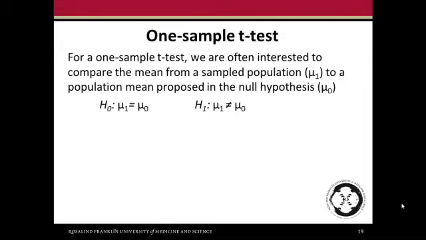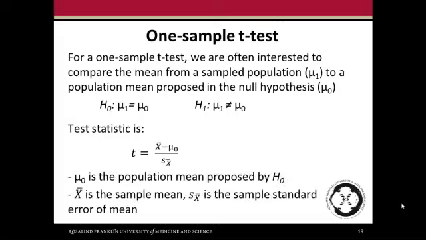In a one-sample t-test, we're often interested in comparing the mean from a sampled population, here represented as mu1, to a population mean that's proposed in the null hypothesis. The test statistic for this is t, where we estimate the population mean for population mu sub 1 as x bar, and then compare that to the population mean proposed in the null hypothesis, which is mu 0, and we divide that by the standard error of the mean from the sample.